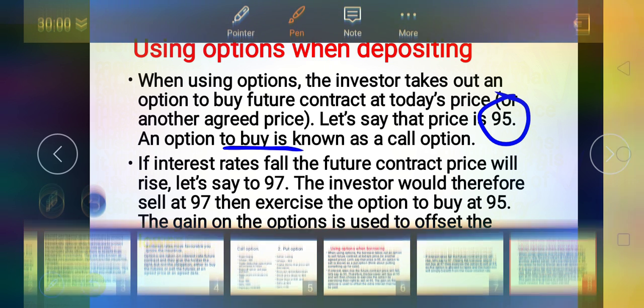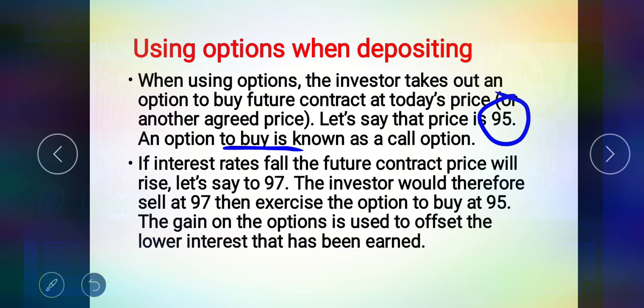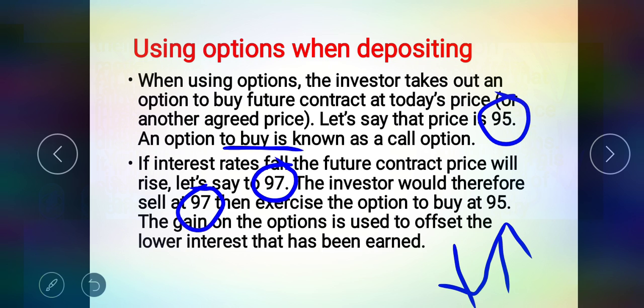If interest rate falls, the future contract price will rise. Let's say it will rise to 97. The investor would therefore sell at 97 and exercise the option to buy at 95. The gain on the option is used to offset the lower interest that has been earned.